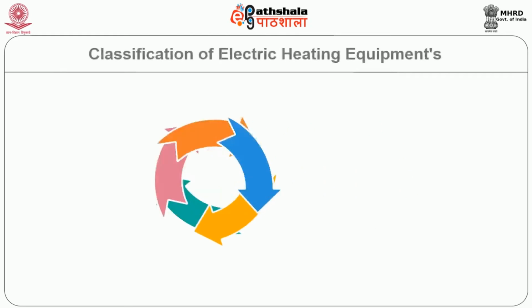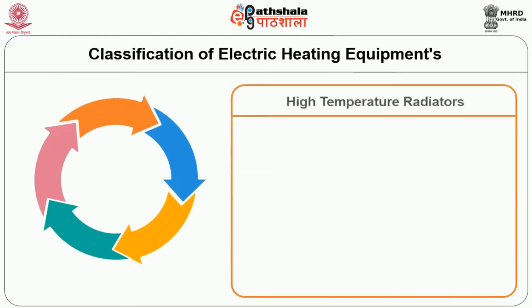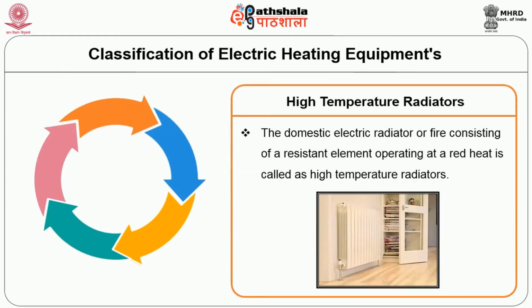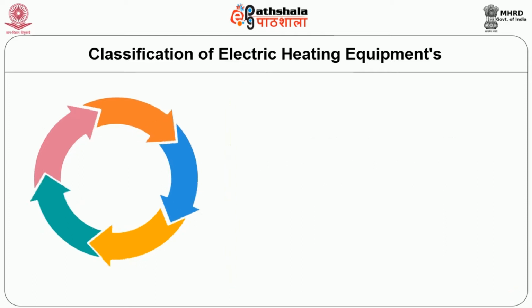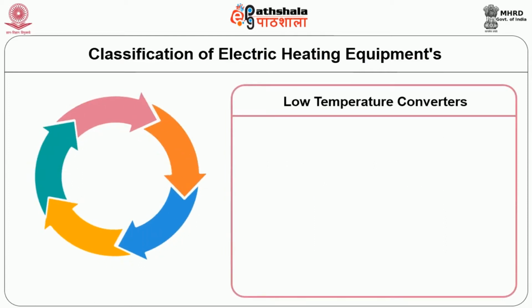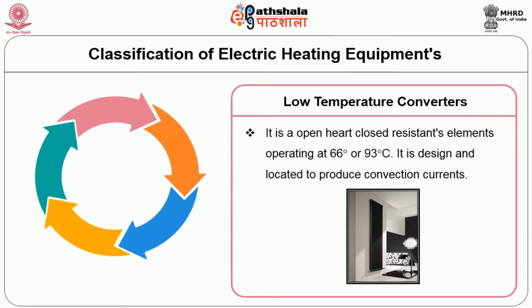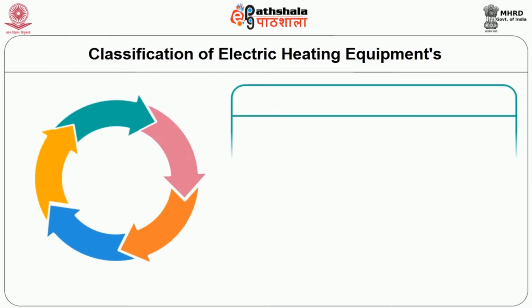Classification of electric heating equipment. High temperature radiators: the domestic electric radiator fire, consisting of a resistance element operating at red heat, is called a high temperature radiator. Low temperature convectors: an open or closed resistance element operating at 66 or 93 degrees centigrade. It is designed and located to produce convection currents.